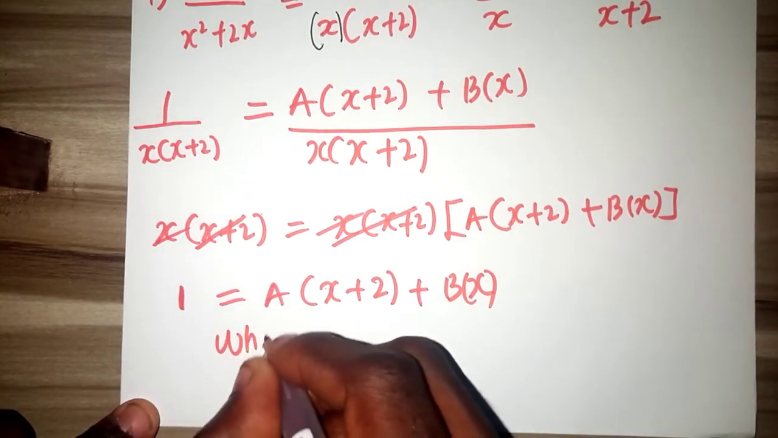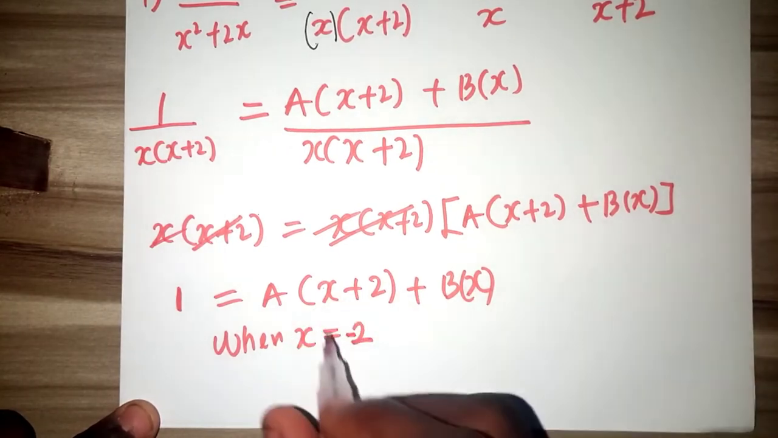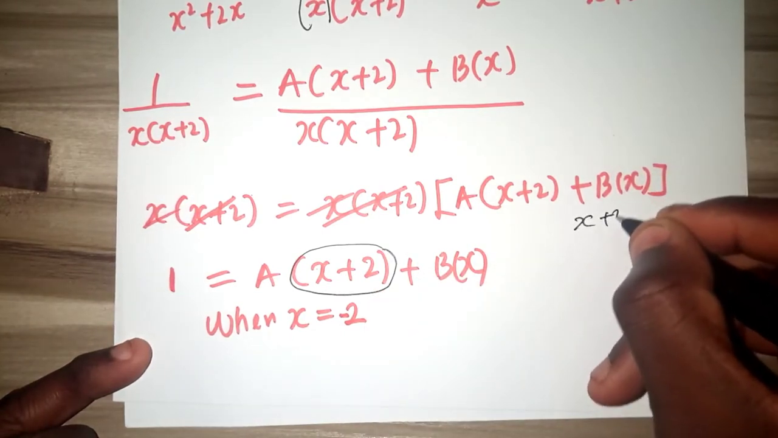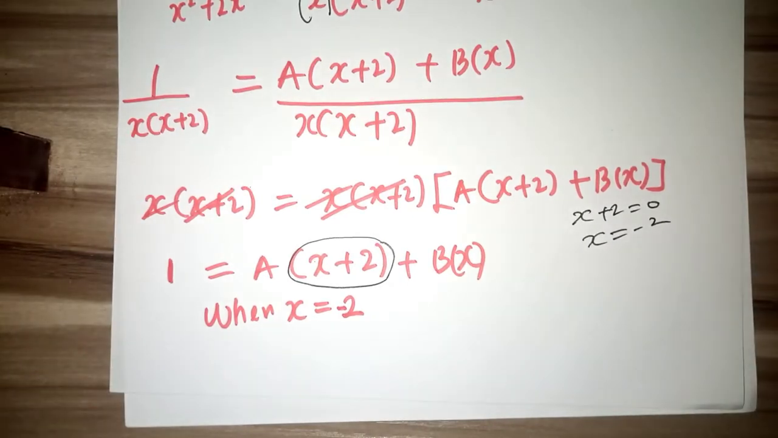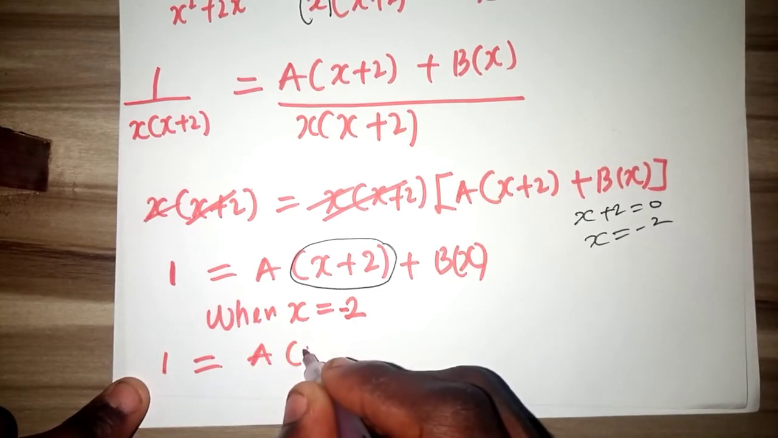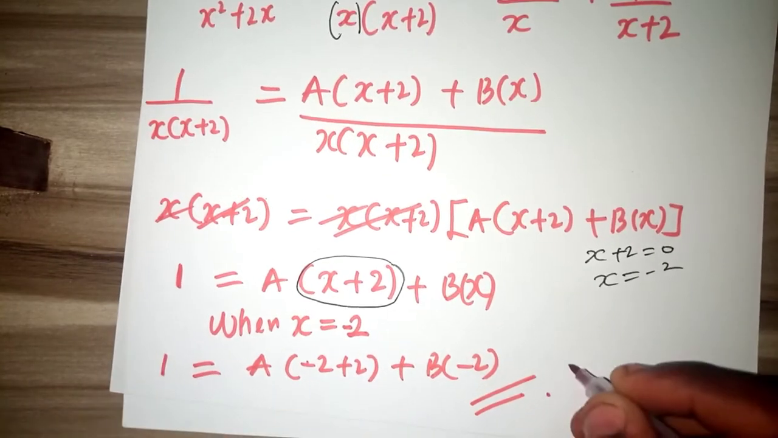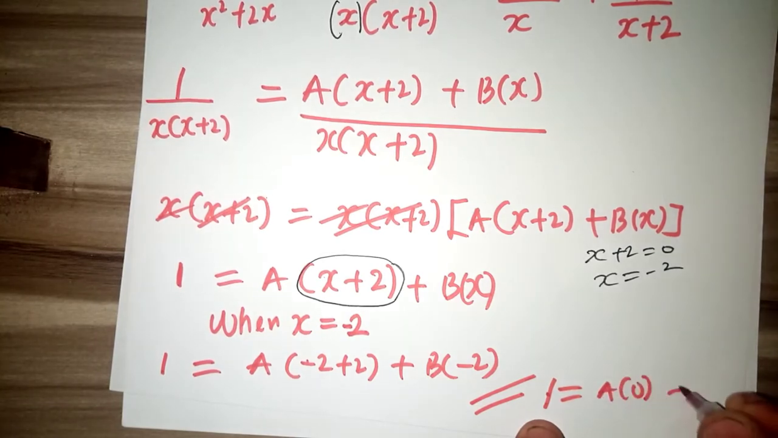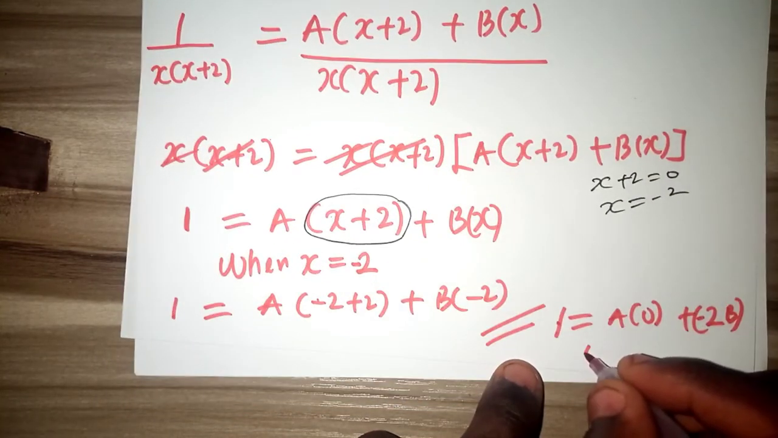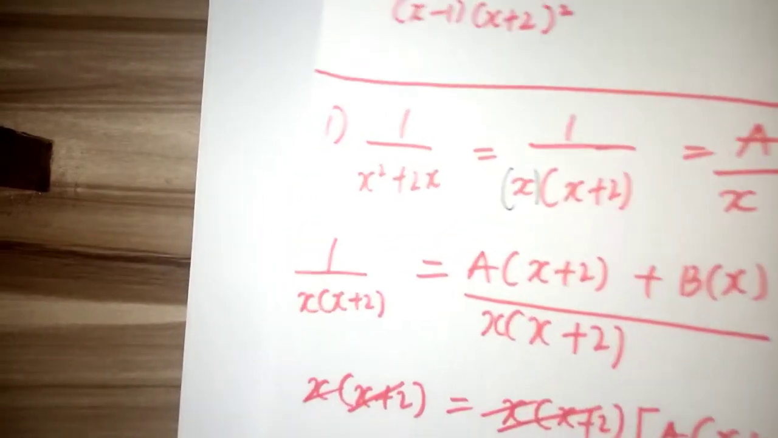Now when x equals minus 2, how do I get this minus 2? You see this particular bracket you are seeing here, just equate it to 0. x plus 2 equal to 0, then x equals what? Minus 2. Okay, so from here, let x be minus 2. I have 1 equal to a in bracket of minus 2 plus 2 plus b in bracket of minus 2. So 1 equal to a in bracket of 0 plus minus 2b. From here you will notice that your b will be minus 1 over 2. That is the first answer in our solving.